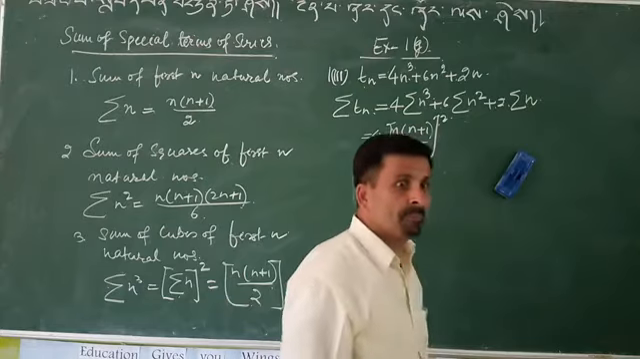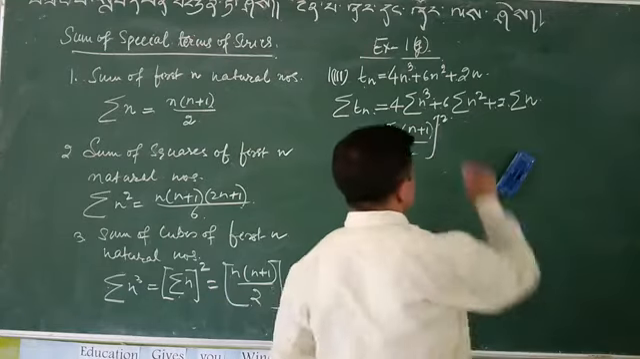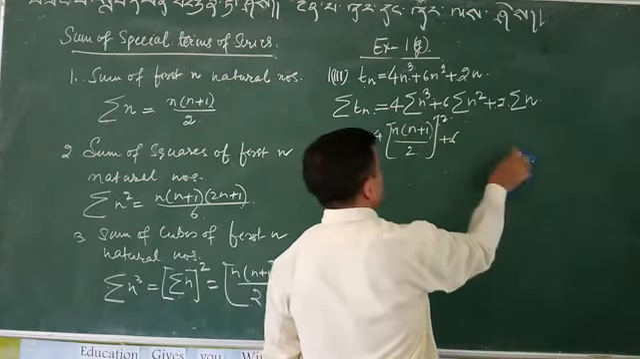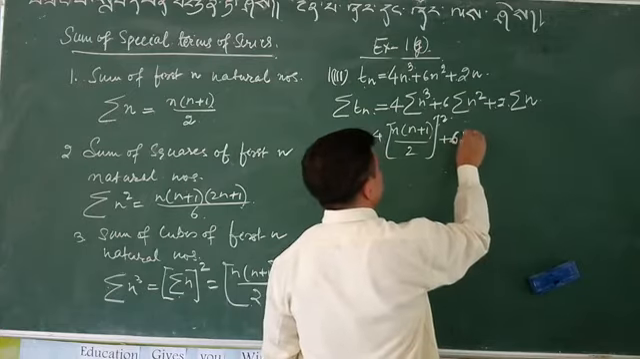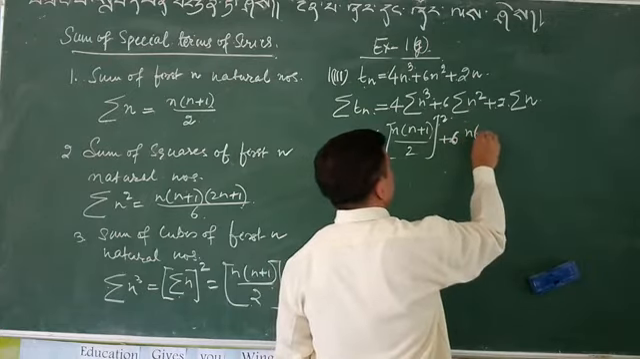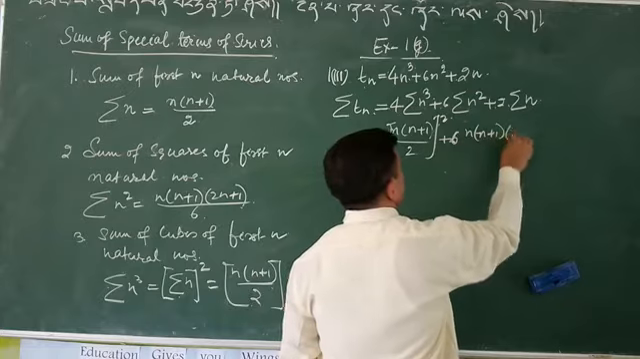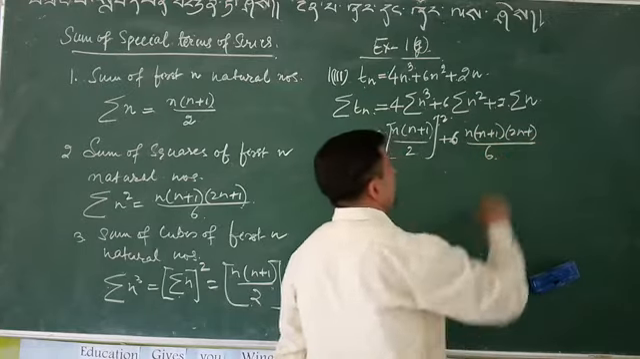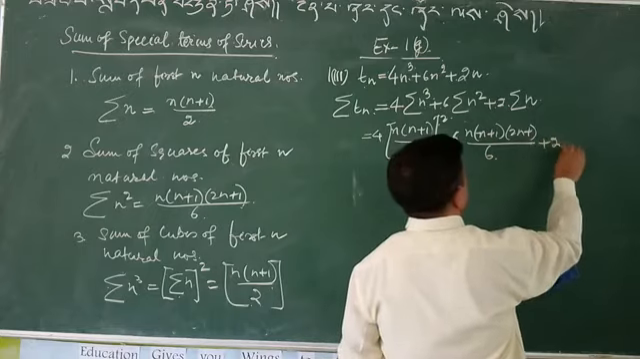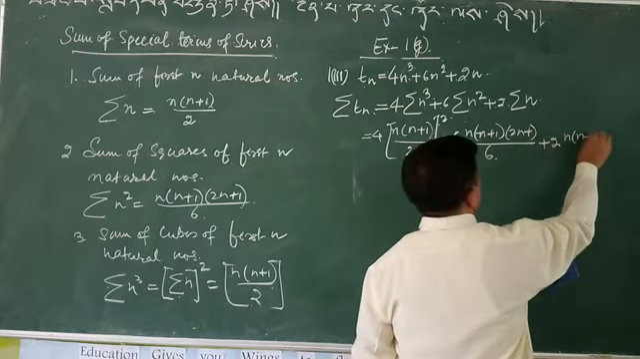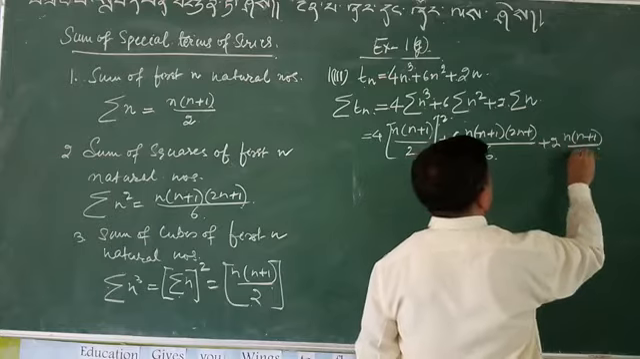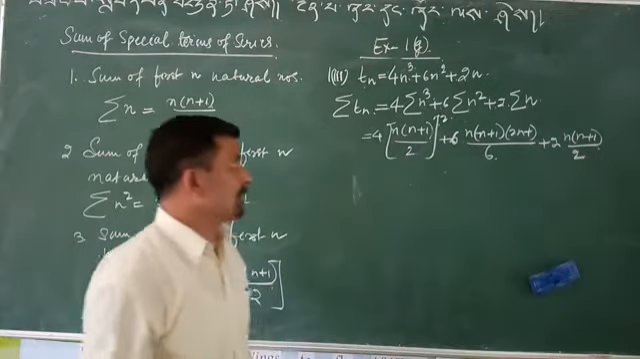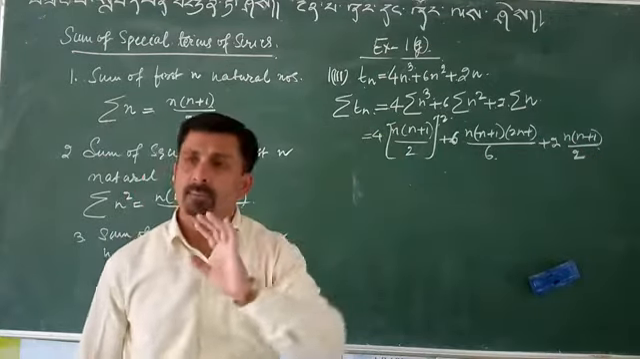Is it okay? Next one is plus 6, and this is n into n plus 1 into 2n plus 1 divided by 6, and this is plus 2 n into n plus 1 divided by 2. We wrote the value of all the given parts, no?